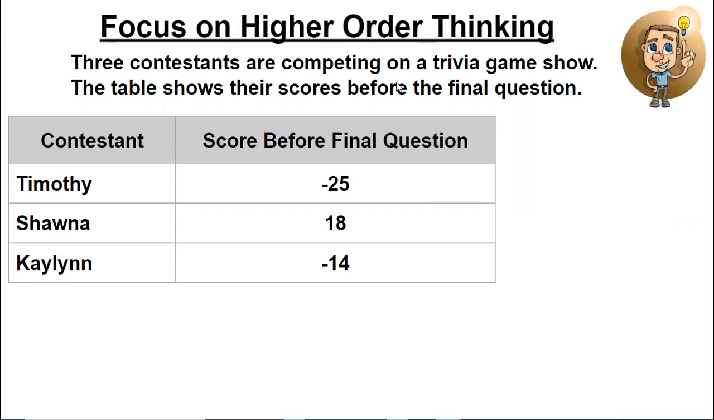So we have 3, my little box here. We have 3 contestants. We have Timothy, we have Shauna, and we have Kaylin. Timothy has a score of -25 currently. Shauna has a score of 18, and Kaylin has a score of -14. Let's answer some questions about the table.